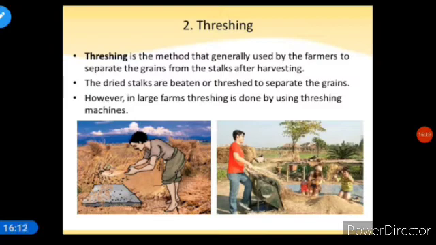Nowadays people use machines to do so. The dry stalks are beaten or threshed to separate the grain. However, on large farms, threshing is done by using threshing machines. Nowadays, farmers are using threshing machines because by hand it takes too much time, and by machine it takes just one day or a few hours.